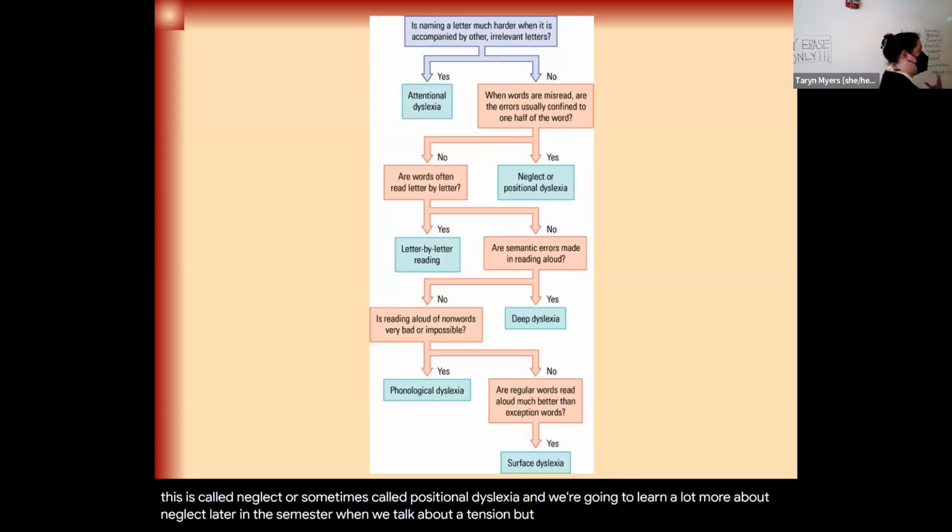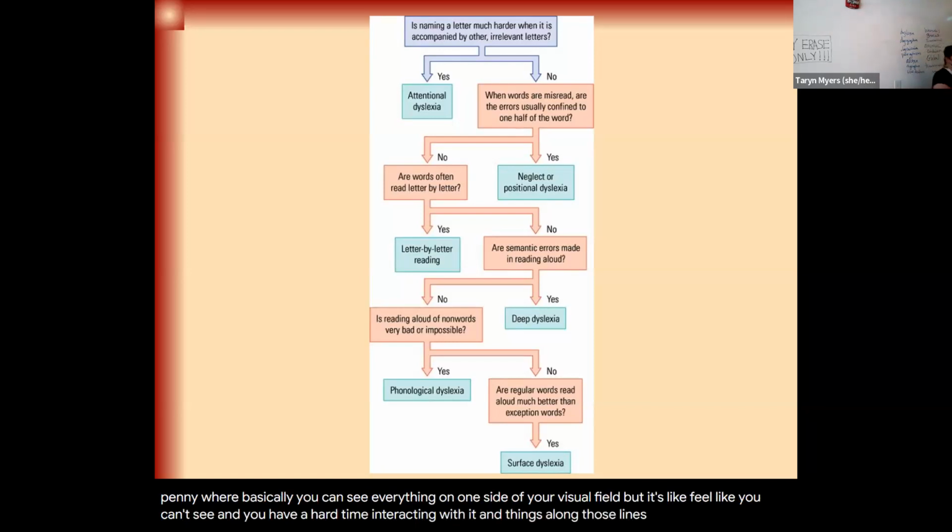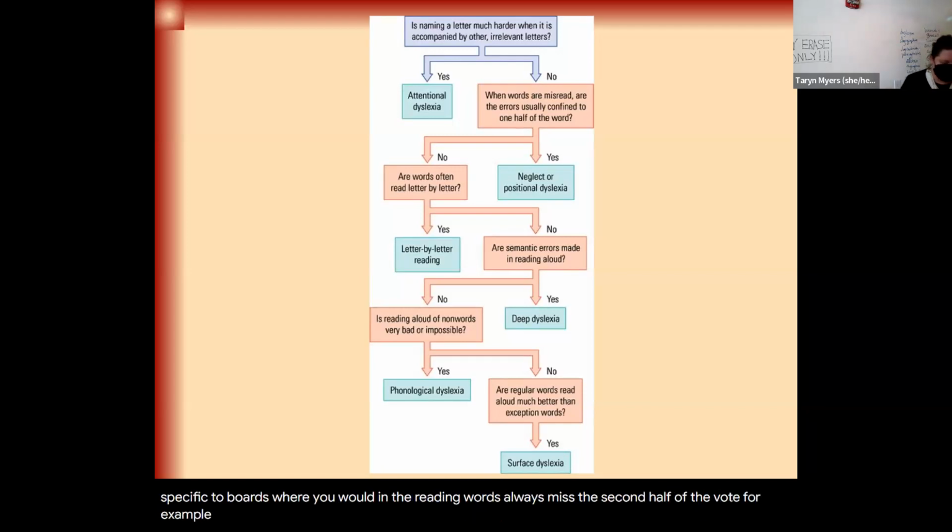But you can get as extreme as what's called hemi-neglect, where basically you can see everything on one side of your visual field, but it's like you feel like you can't see, and you have a hard time interacting with it and things along those lines. So this is that, but very specific to words, where when you're reading words, you would always miss the second half of the word, for example. Okay.